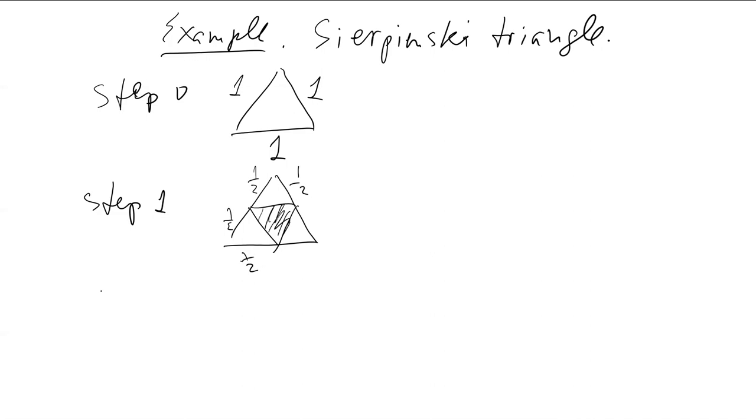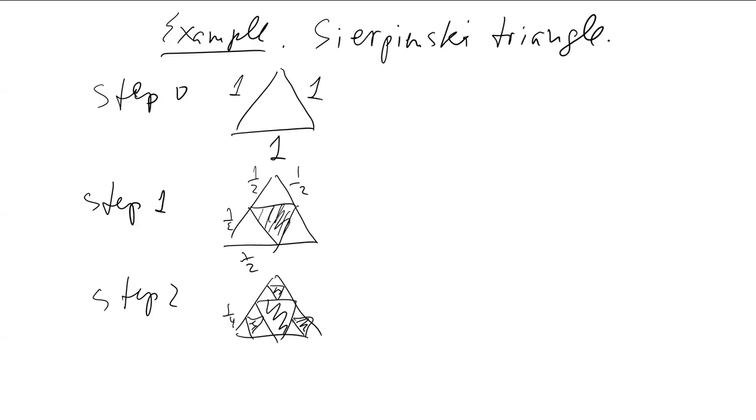And at step 2, what we will do, each of remaining triangles also divided into 4 pieces and 1 piece removed in the middle. So now length of side of each triangle is 1/4.